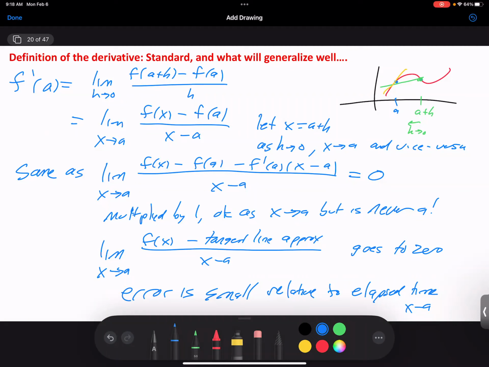In one dimension, there's really not that many ways to approach the point a. If I want to approach the point a, there's really only 2 ways to approach a. What are the 2 ways to approach a?